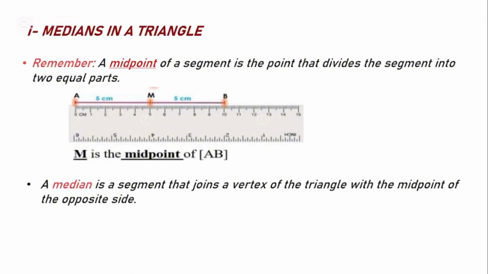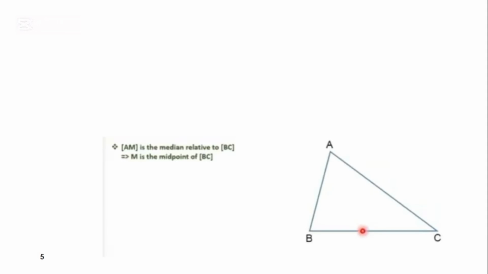So a median is a segment that joins a vertex of the triangle. Like this example, the vertex is A. It joins A to the midpoint of the opposite side, which is BC. This is the median, AD. Now I will show you how to draw it step by step. Let's take this example.